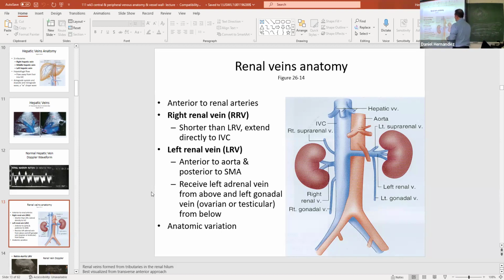The right renal vein is shorter than the left. If you just think about it, the IVC is to the right of midline on the patient's right side of their body, so that right renal vein just has a shorter distance to go. It doesn't have to cross over midline to get to that IVC. So it's shorter in length and extends directly into the IVC. The left renal vein is going to be longer in length. It's got a longer distance to travel to get from that left kidney across midline and then get into that IVC on the patient's right.